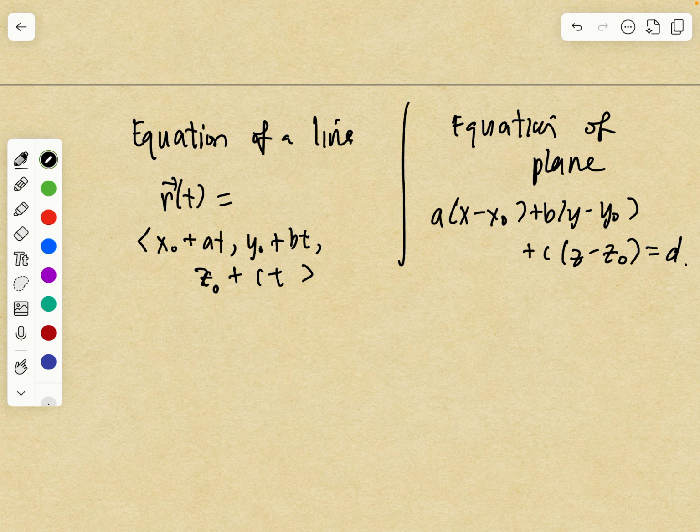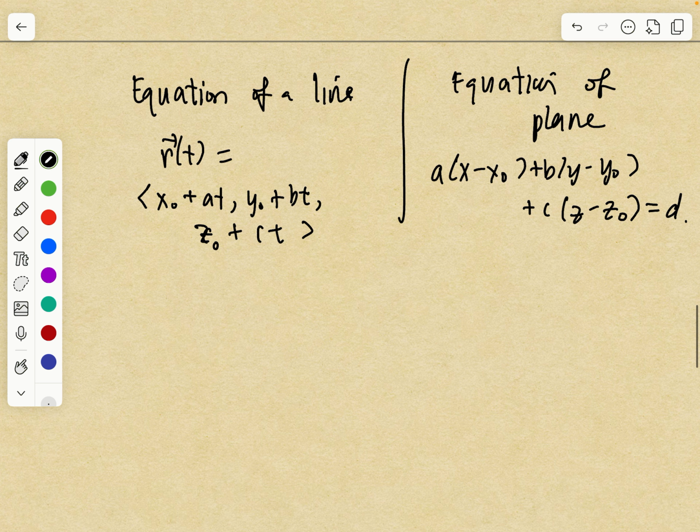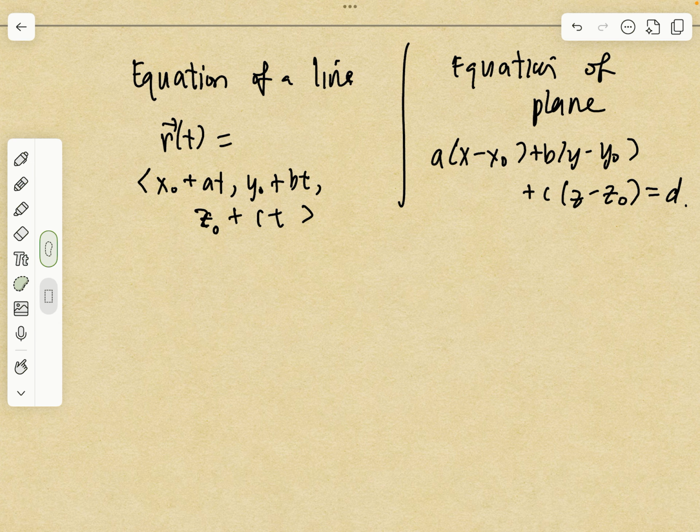One of the things that I think students find confusing is they look at the symbols and say this looks like this, because there's x naught, y naught, and z naught, and there's a, b, and c. But these are very different things. So when I look at this, what's telling me that I have a line?